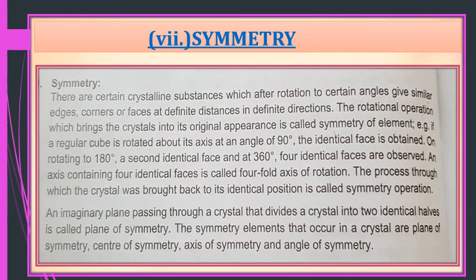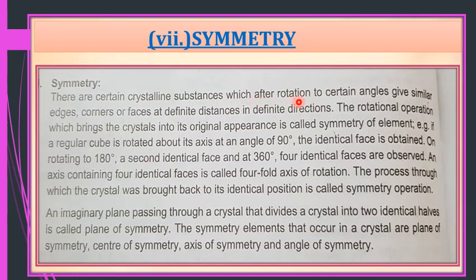Next point is symmetry. There are certain crystalline substances which, after rotation to certain angles, give similar edges, corners or faces at different distances in different directions. The rotational operation which brings the crystal into its original appearance is called symmetry element.